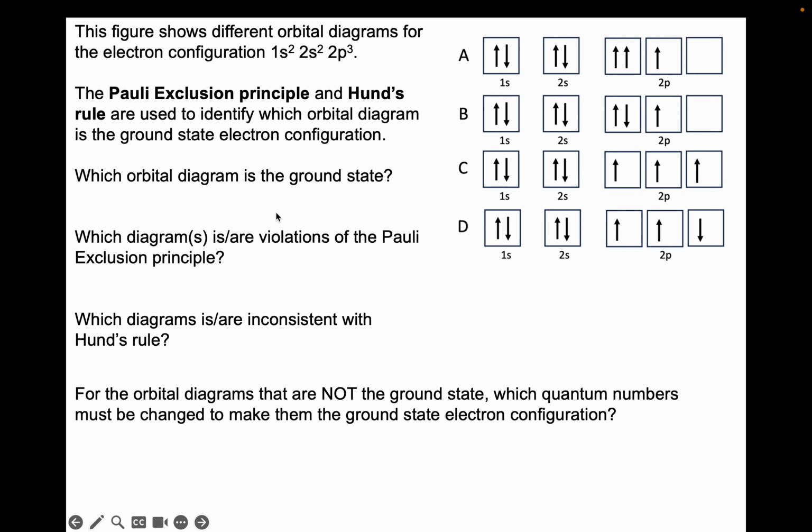So we have various questions. Which of the orbital diagrams is the ground state? Which ones are at odds with the Pauli exclusion principle? Which ones are at odds with Hund's rule? And how might we correct them?